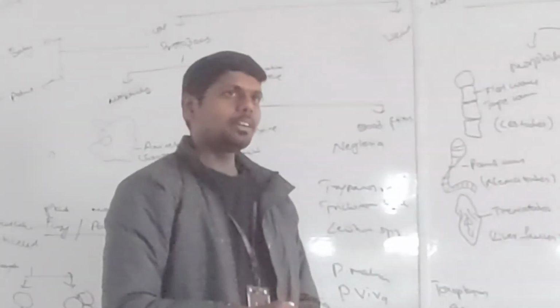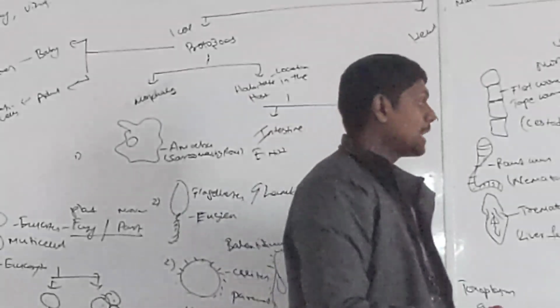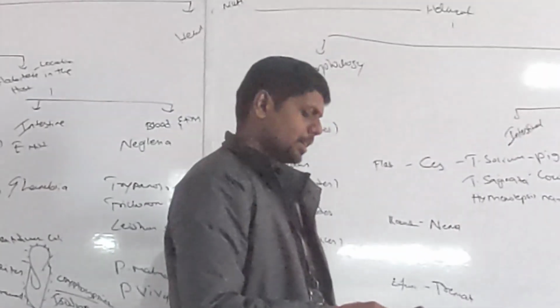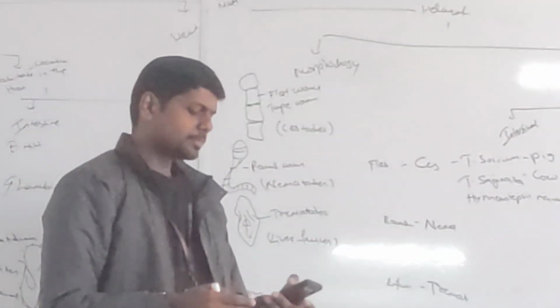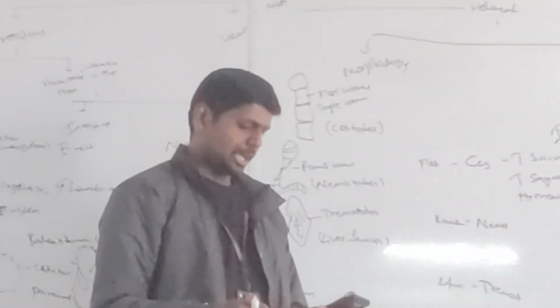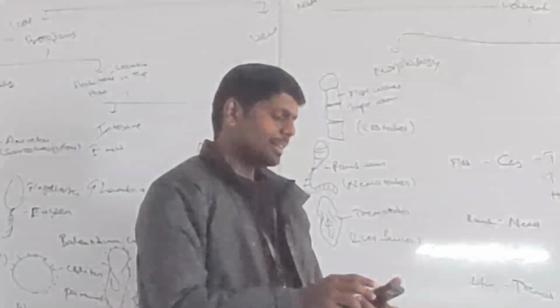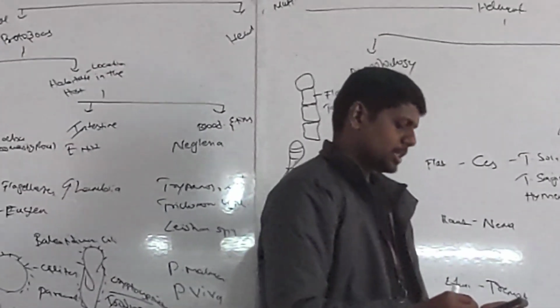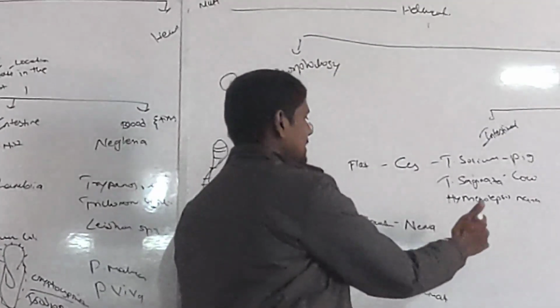Now it is clear then? What are cestodes and types of cestodes and their infections? Then types of roundworms, intestinal roundworms. Tell me an example. Nematodes. Yes. Give me examples.